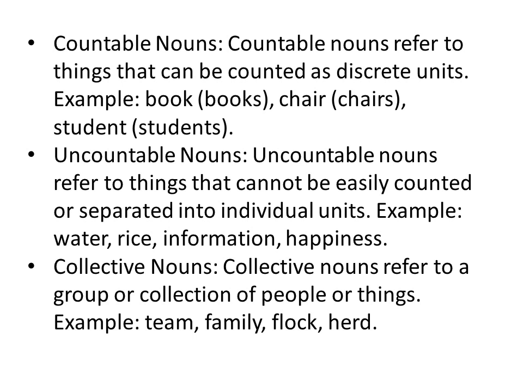The next one is uncountable nouns. Uncountable nouns refer to things that cannot be easily counted or separated into individual units. For example, water, rice, information, happiness cannot be counted as 1, 2, or 3. Yes, it can be counted as 1 liter of water, 1 kg of rice, but when you go to a shop, you cannot ask for 1 rice or 2 rice. So, such nouns are called uncountable nouns.